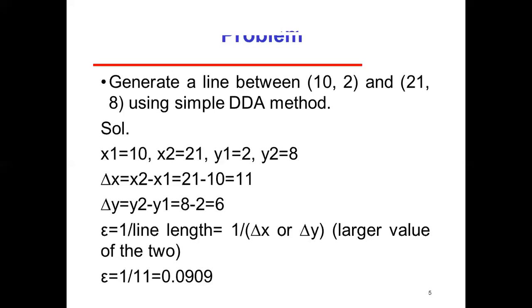So epsilon is equal to 1 over line length, and this will be equal to 1 over delta x here, because we are choosing only the larger value. So epsilon here we will calculate as 1 over 11 because delta x is equal to 11. So this will come 0.0909. If you do the calculation, then you will get the value of the epsilon here.